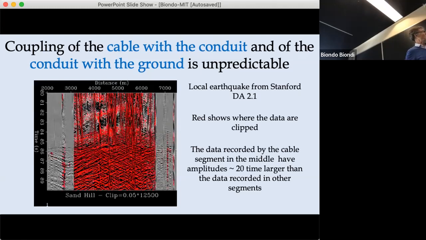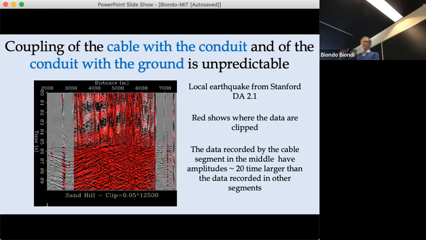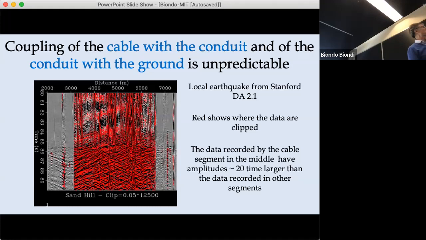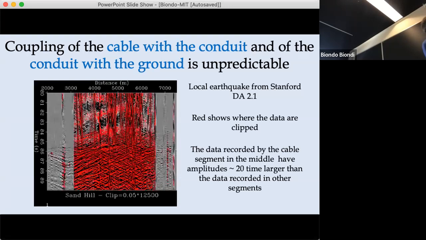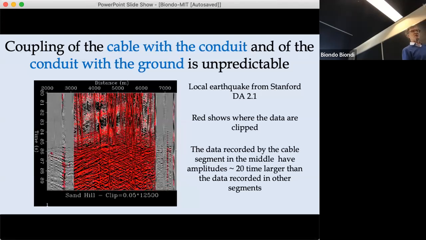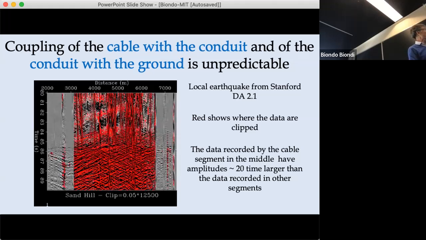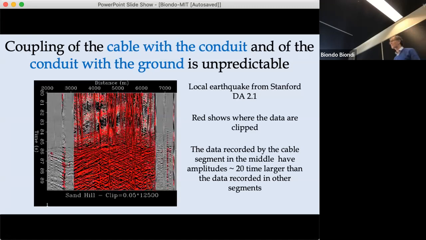So here is the same data displayed in two different ways with a different clipping, basically what is the dynamic range. If you want to image correctly the high amplitude data in this frame, you clip only the very high amplitudes, but you don't see basically any signal in the channels before and after. Only if we really reduce the dynamic range and get closer to zero, then we start to see signal, and actually there is a decent signal to noise. Very different amplitudes, but reasonable signal to noise away from that region.